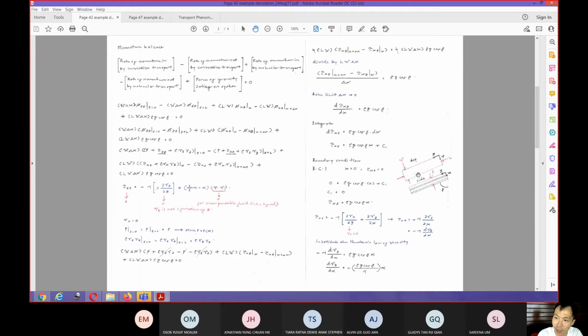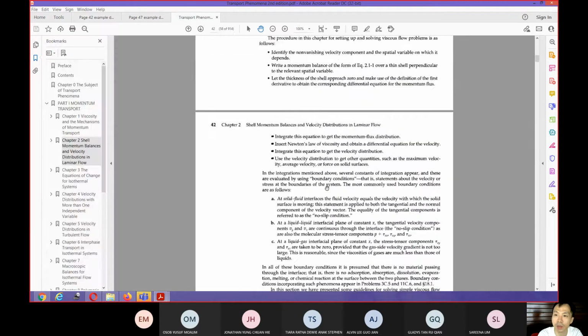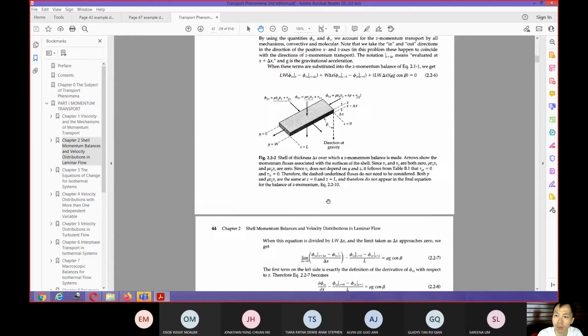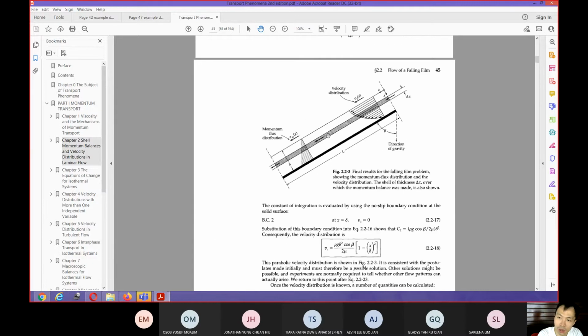The first one is on the top. If you imagine you are talking about the top side of your film, your system is a liquid, and this other one is a gas. So you are talking about the interface between the liquid and the gas.